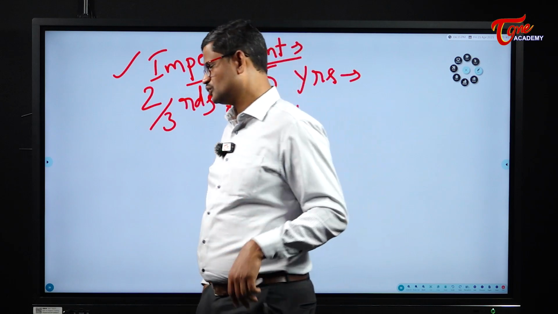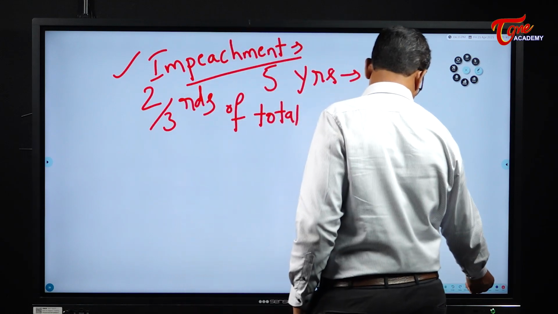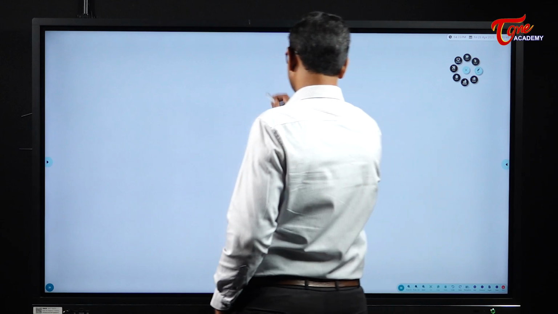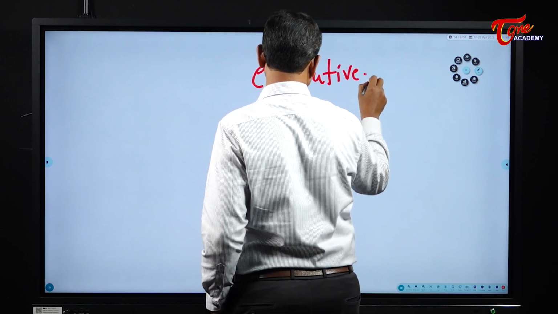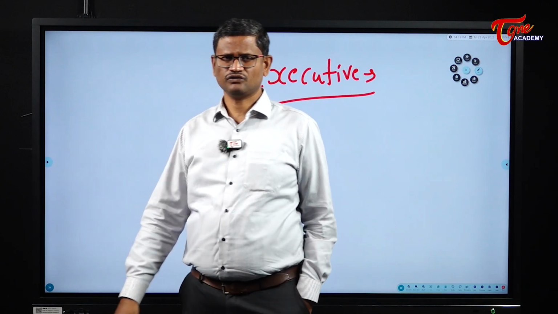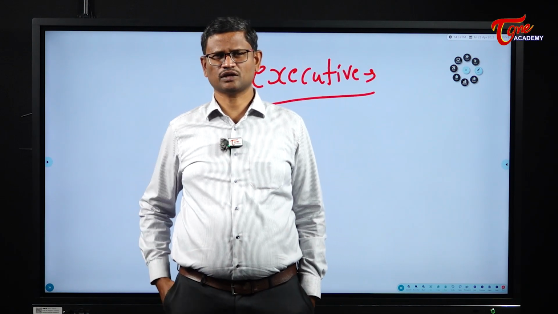Then let's move to the powers of the Indian President. The first one, executive powers. See, the President of India appoints Prime Minister and other ministers.